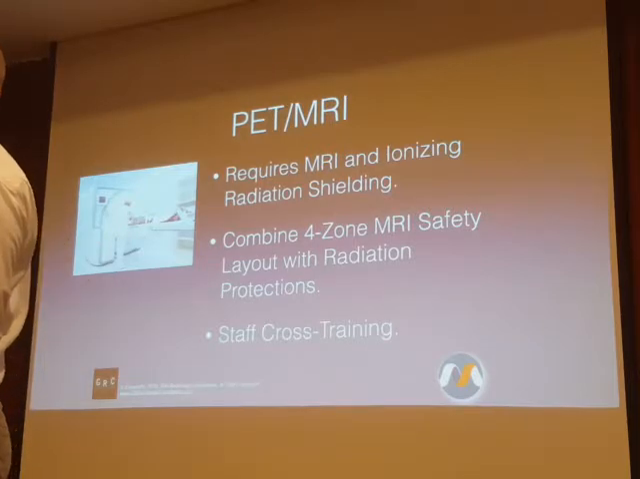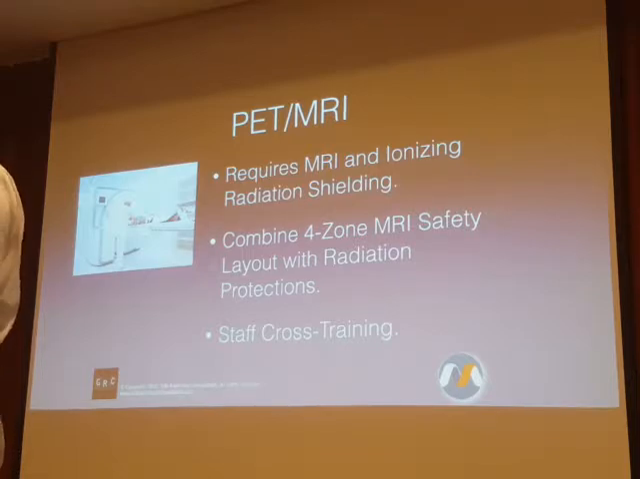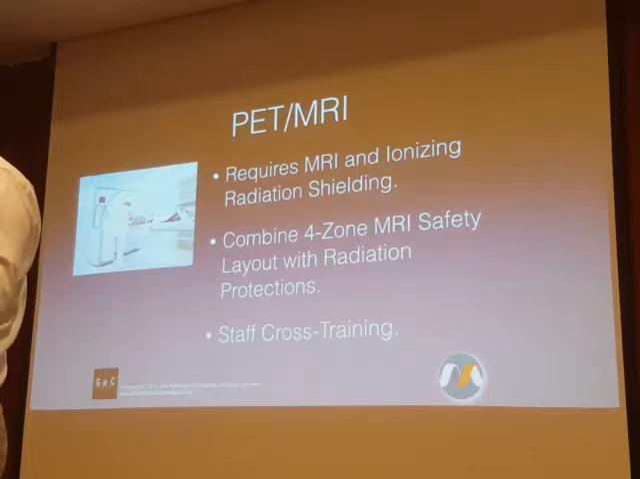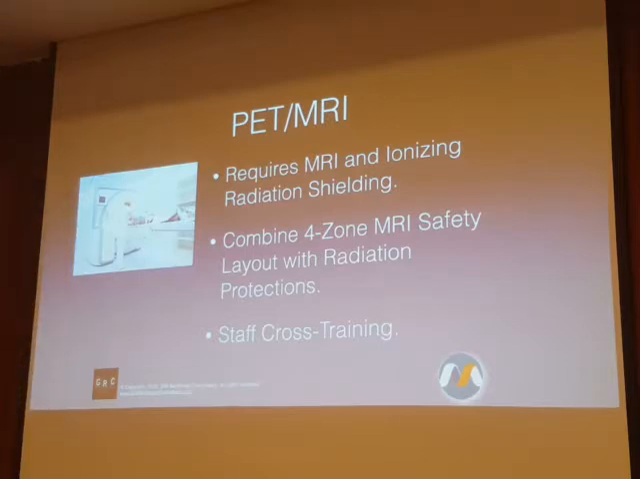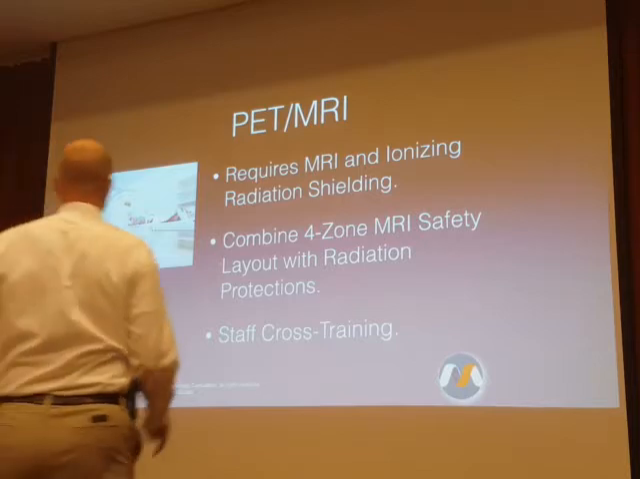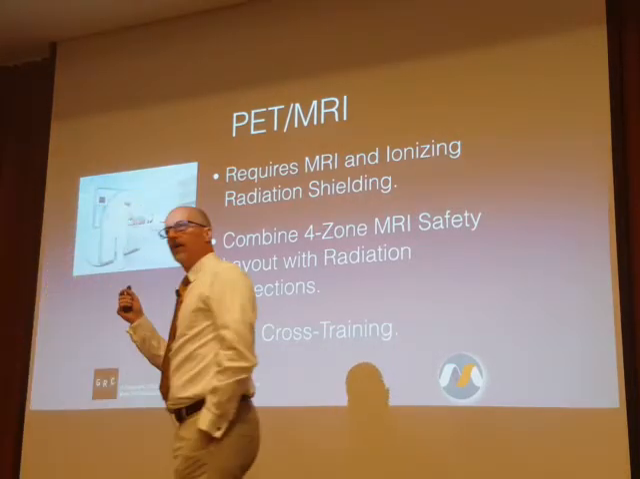maybe you have a PET MRI, but you only have enough patients to use the PET function 3 days a week, and the other 2 days a week you use it just as an MRI. How do you segregate all of the radioactivity purposes? How do you segregate the hot lab, the uptake rooms, the areas that may be exposed to radioactivity from just your MR patient? So the planning of these facilities becomes really challenging.